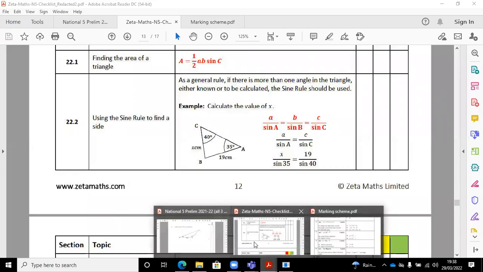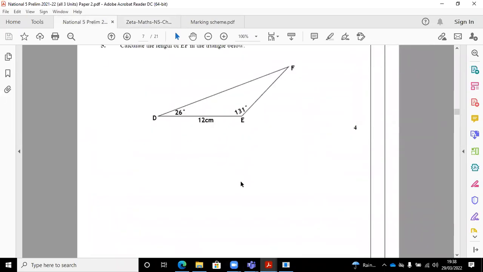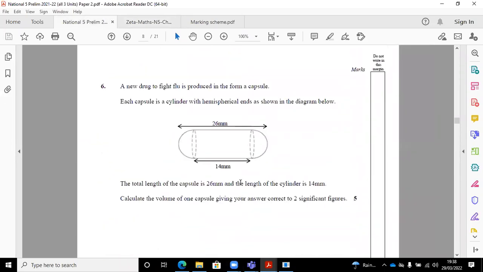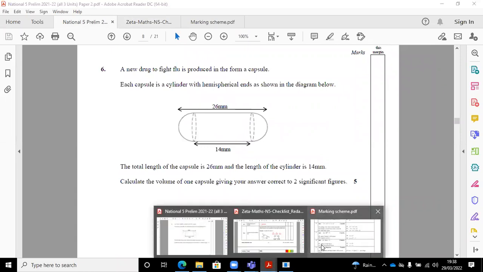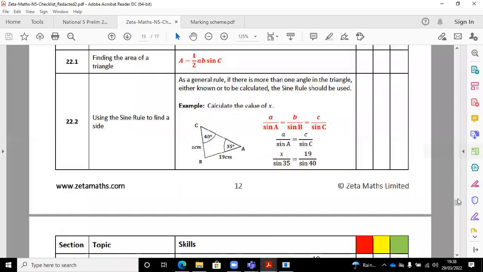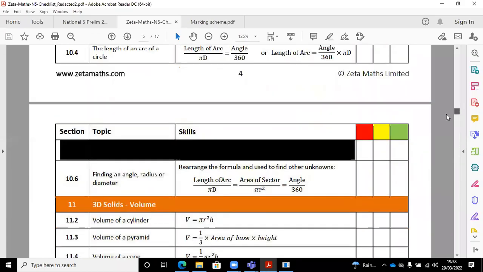Okay, so what was I going to check there? Oh, units. So next up, volume. They love a volume question. Love a volume question.